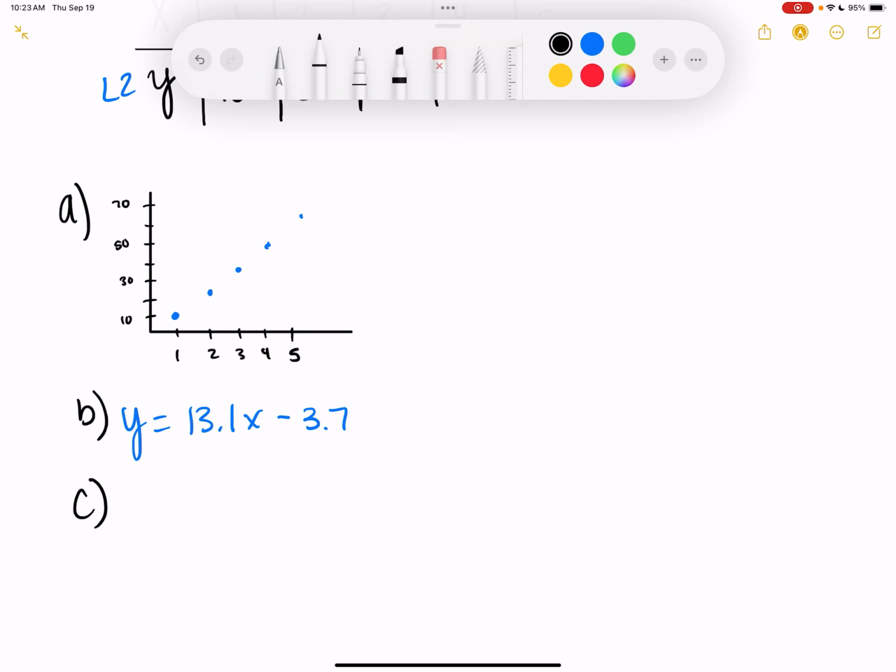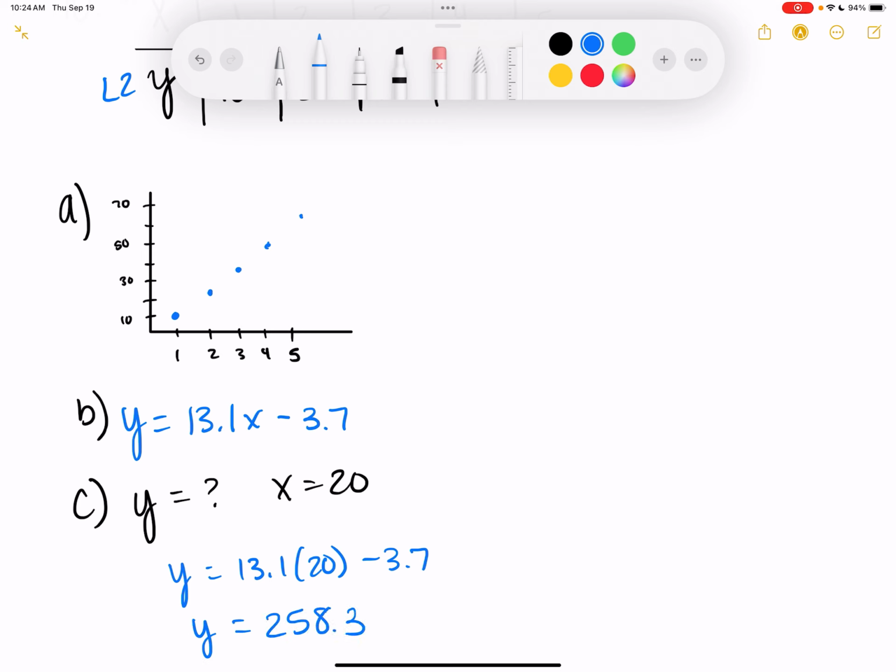All right, part C wants us to estimate y when x equals 20. Oh, this is easy. So y equals what when x equals 20? So I take this equation, 13.1 times 20 minus 3.7, and literally just type it in. The answer to the question is 258.3. That's what I got. Oh, there's no equal sign. Enter is equal.